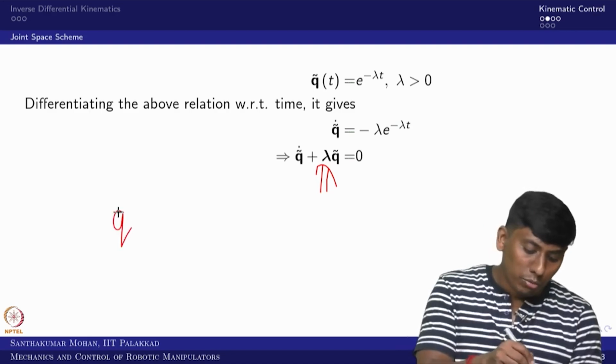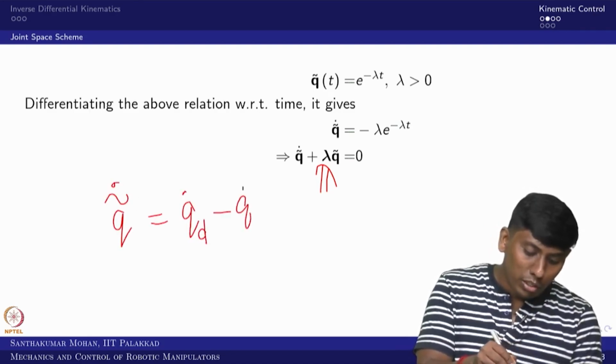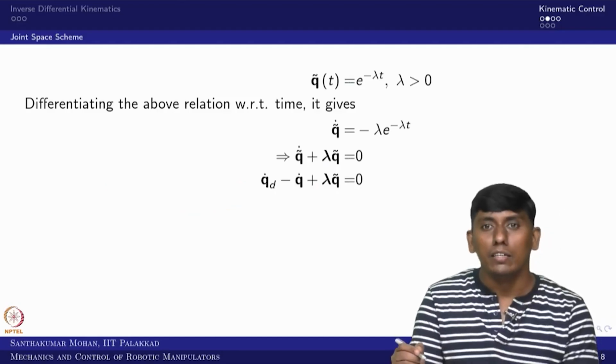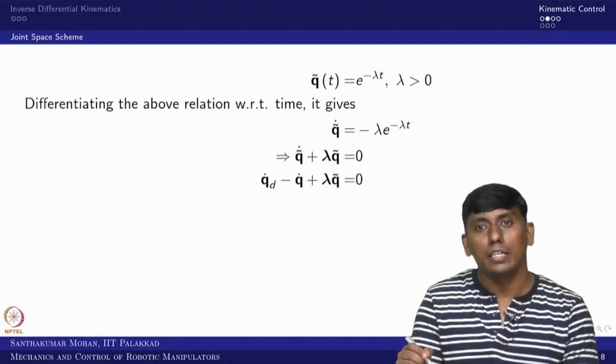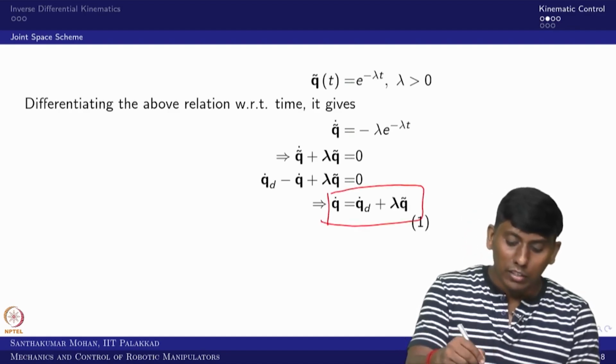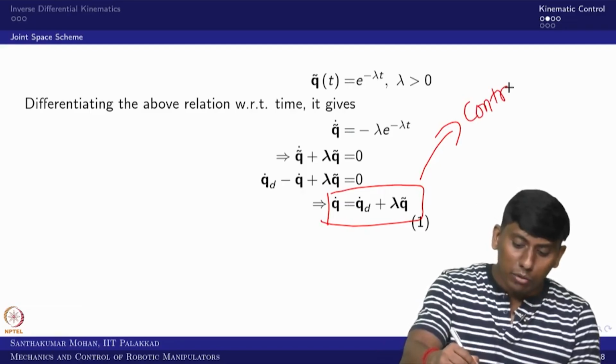So now the q tilde dot I can write as q desired dot minus q dot. So then the q dot is actually required, I can rewrite. So that is what I am writing here. So now in that case the q dot I can write as this. So this is my control law. Okay. So this is the control scheme, I can say.